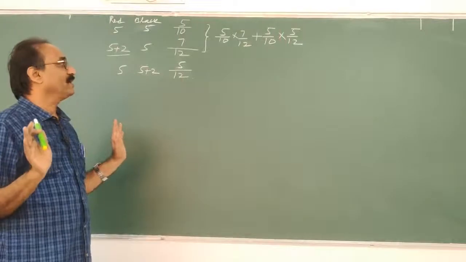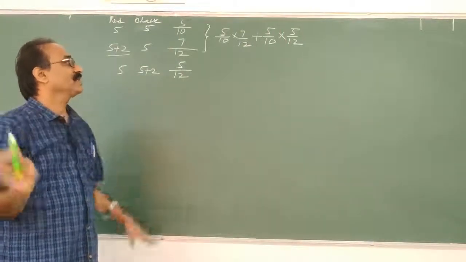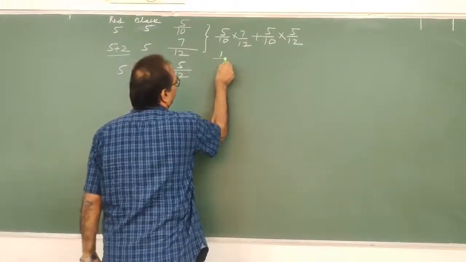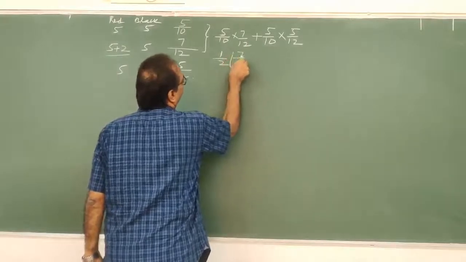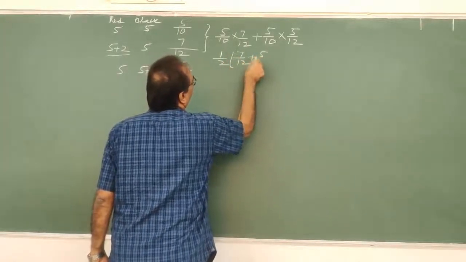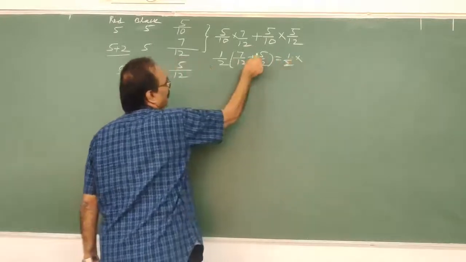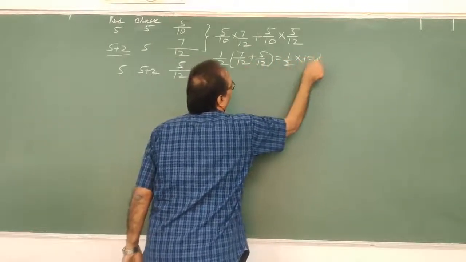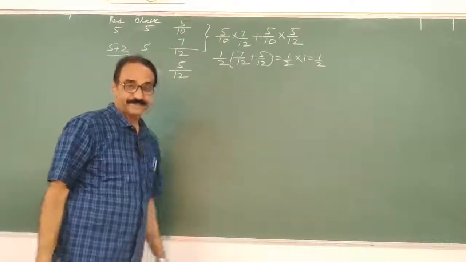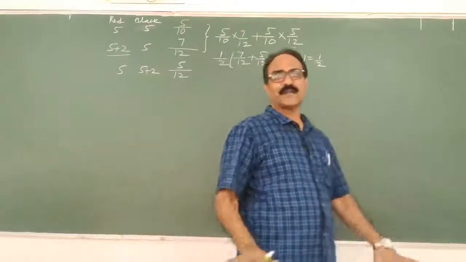5 by 10 into 7 by 12 plus 5 by 10 into 5 by 12. So if I take 5 by 10, what is it? 1 by 2. 7 by 12 plus 5 by 12. Over. So this is equal to 1 by 2 into (7 plus 5), 12 by 12, which is 1. It is nothing but 1 by 2. The problem is over. I explained, the problem is over.